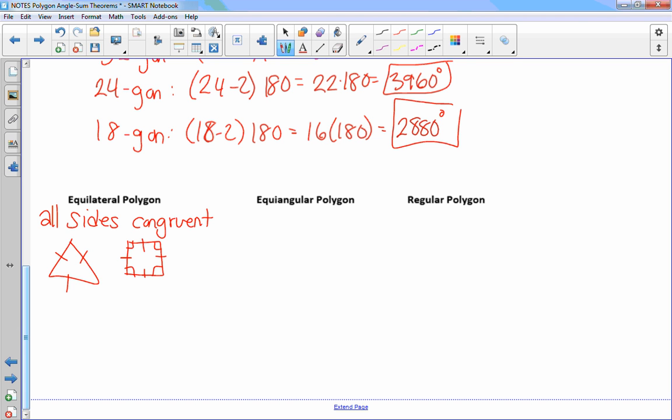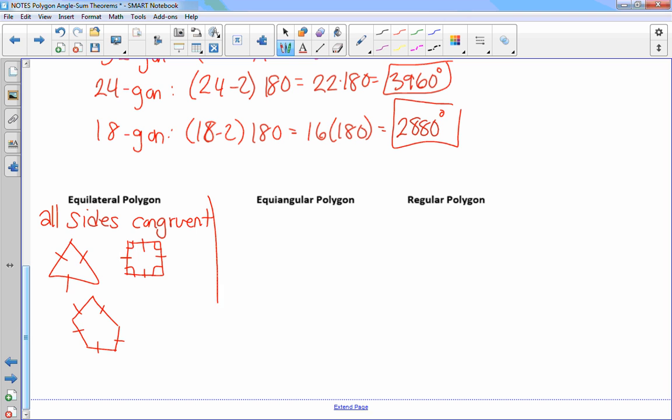Can we have a five-sided? What's a five-sided called? Pentagon. Like in Washington, D.C., they have a pentagon. We can go to the hexagon. It starts getting harder to draw as you add more sides.